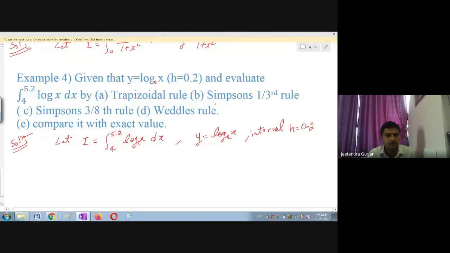Here they have told you to calculate using Simpson's 3/8 rule, and Weddle's rule also. So you must remember there must be 6 intervals. So how do you divide into 6 intervals? Just a clue: they have given the integral limits, the lower limit 4 and the upper limit 5.2. So how much do I have to divide this such that there are at least 6 parts? Very simple: 5.2 minus 4, and this value must be multiplied by 1 divided by 6.